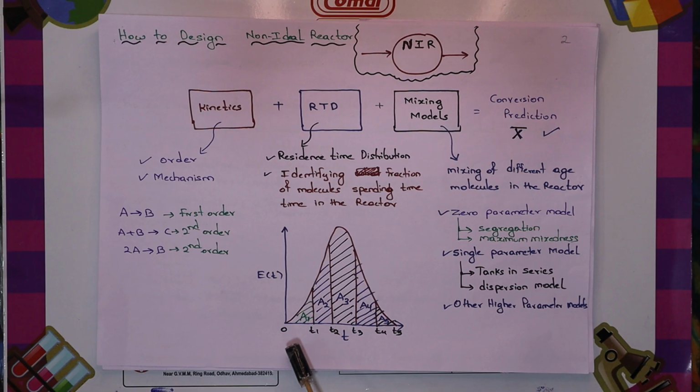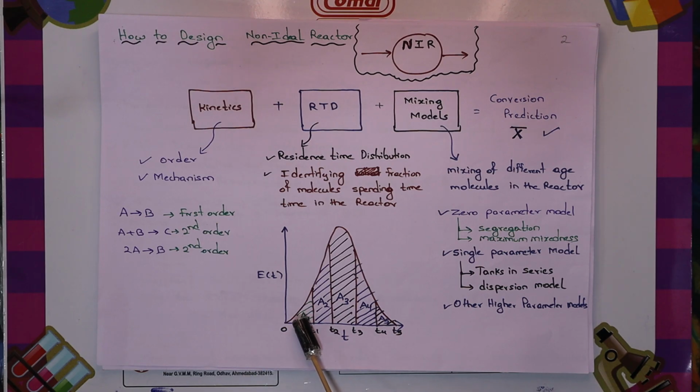For example, there are molecules which spend time between 0 and T1, and there are molecules which spend time between T4 and T5. But how is the interaction between this fraction and that fraction, A1 with A3, A2 with A4, A5 with A3? That means different combinations of molecules mix. Before the molecules exit between 0 time and T1, they might have interacted with other molecules. This is called the mixing effect.